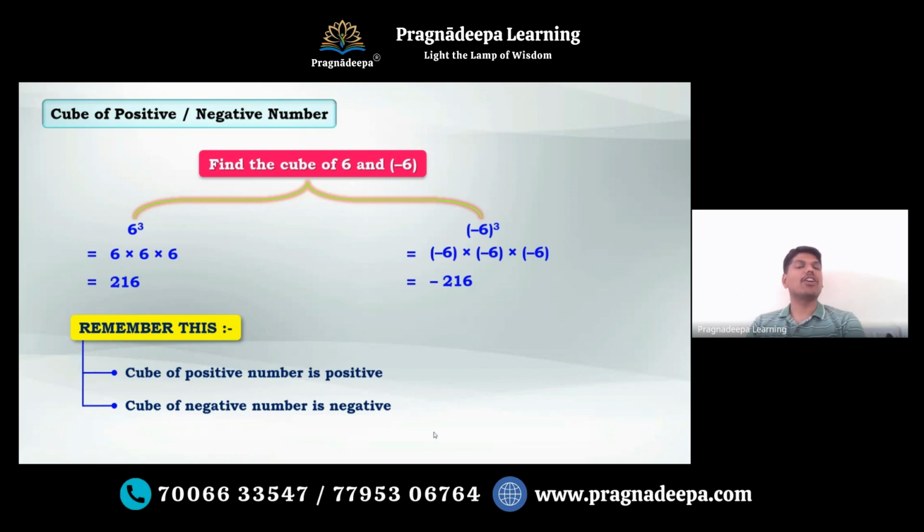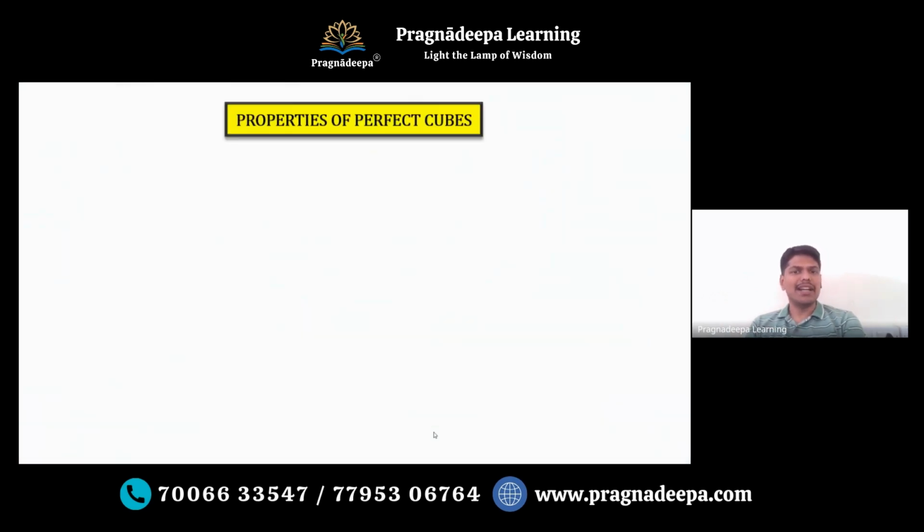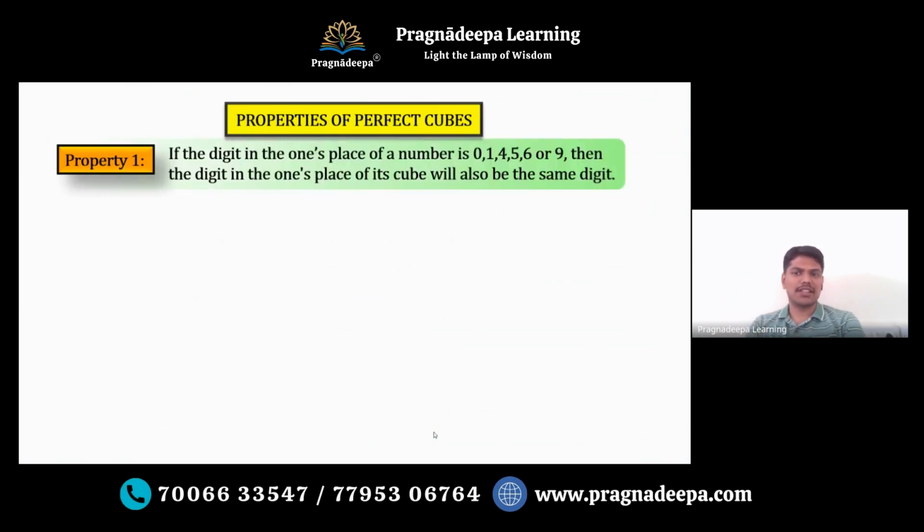Yes, sir. If you are cubing a negative number, you will not get positive. You will always get negative. If you are cubing a positive number, you will never get negative. You will always get positive. Why? When you are cubing the negative 3 times, minus into minus becomes plus, plus into minus again becomes minus. Correct? Yes, sir. Now there are some interesting perfect cubes. Quickly, if the digit in the ones place of a number is 0, 1, 4, 5, 6, or 9, then the digit in the ones place of its cube will also be the same. Correct?